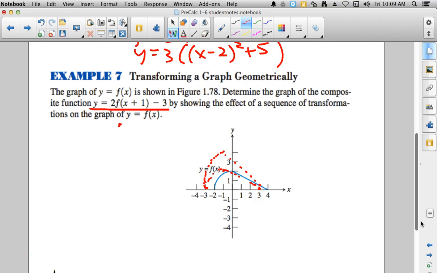One more to go. It's the last one, last translation. Down 3. So let's take our 3 critical points and just move those y's down. 1, 2, 3. 1, 2, 3. 1, 2, 3.